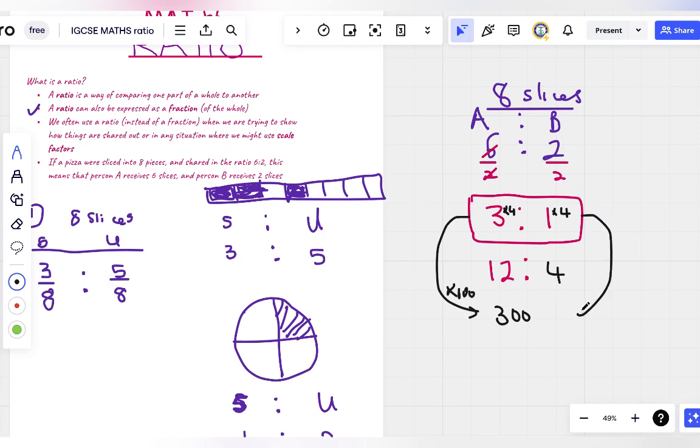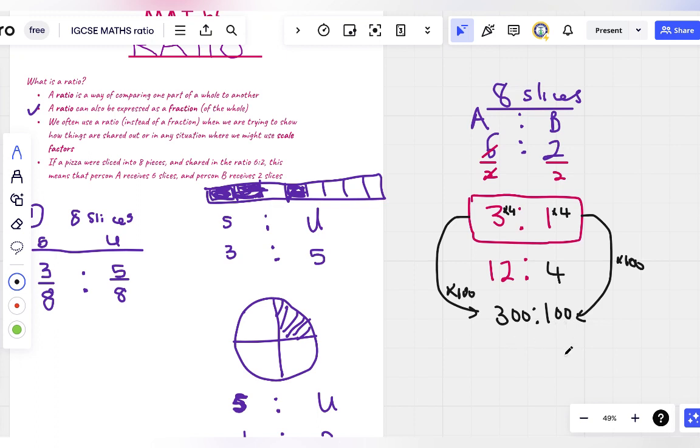How many slices of bread will this person receive? You multiply here also by 100 in order to know. So 1 times 100 is 100. So you get 100 here. So it will be ratio 3 to 1 becoming 300 to 100. Okay? Person A will receive 300 slices of bread, and person B will receive 100 slices of bread.